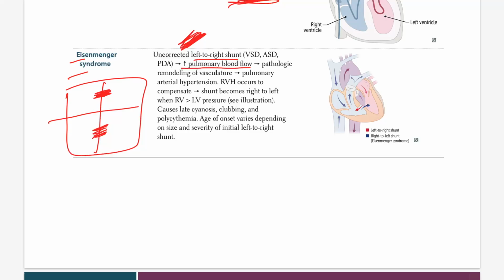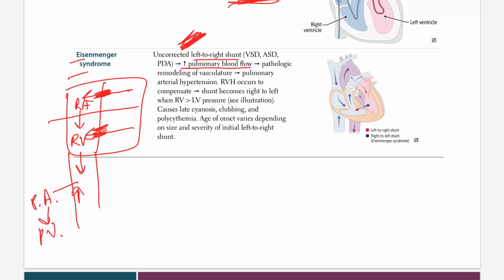So let's take a look. You have pushed the fluid into the right atrium. You have pushed the fluid into the right ventricle. In any case, you have increased the pulmonary blood flow, or the pulmonary artery, in which it goes into the pulmonary veins. You will have increase in blood flow, right? So when you increase the blood flow, the pulmonary arterial hypertension will develop. So it will lead to pulmonary hypertension.